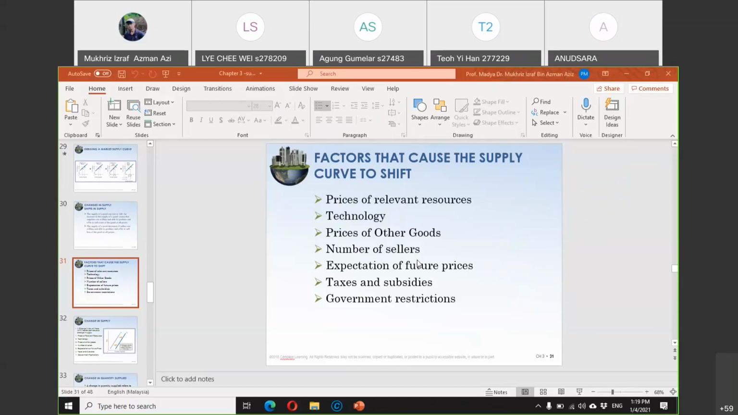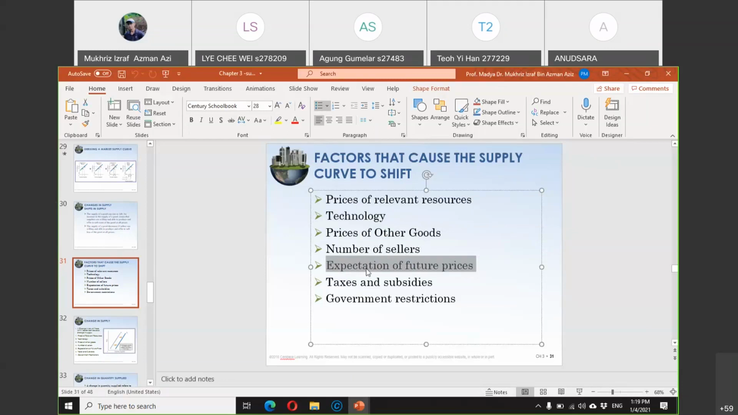So some of these are quite similar. For example, expectation of future price. But the rest I think will be different than in the demand factors. Technology is not in the demand. Number of sellers, in the customer side we have the number of buyers, so basically it's quite the same. The more sellers in the market, the more quantity will be supplied.